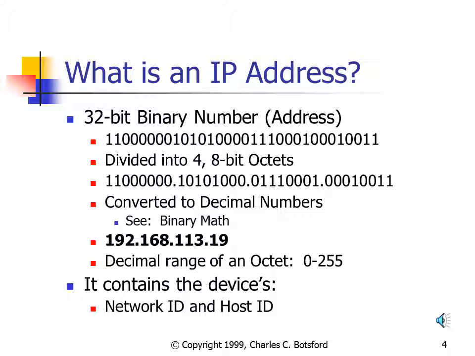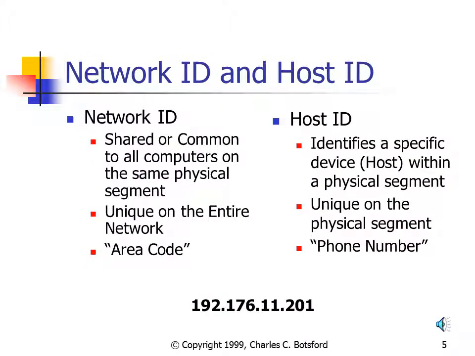Now, an important thing to note, and we'll be talking about this coming up, is the IP address contains both a network ID and a host ID. Each IP address has two portions, a network ID and a host ID. Now, the network ID is common or shared by all computers on the same physical segment. For instance, in the example here, I have an IP address 192.168.113.201. We're going to say that the network ID is 192.168.113.